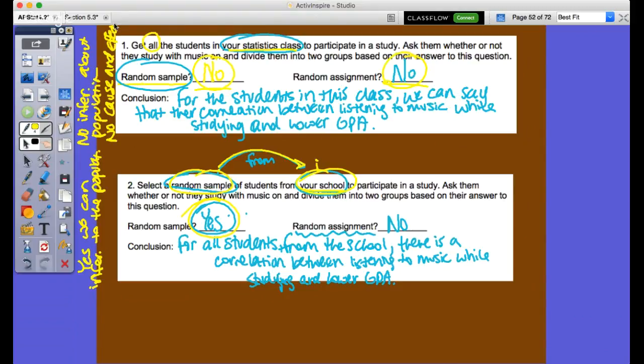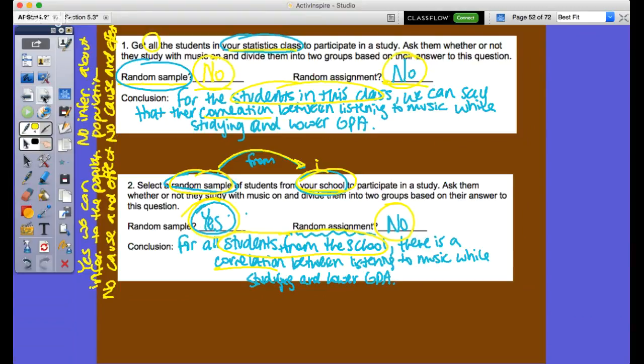That's why we can only say that there's a correlation to what? Just the students that we saw. Now down here, because we randomly sampled, we say students from the entire school population. But there's only a correlation here because there was no random assignment. So again, just down here, we say no cause and effect. That's important. Okay, let's go to the next one.